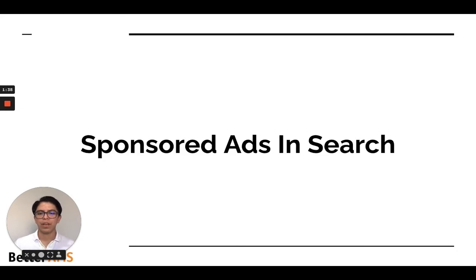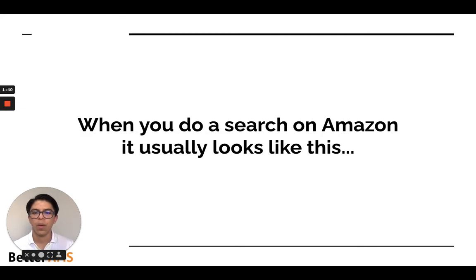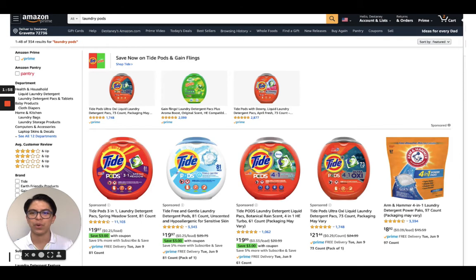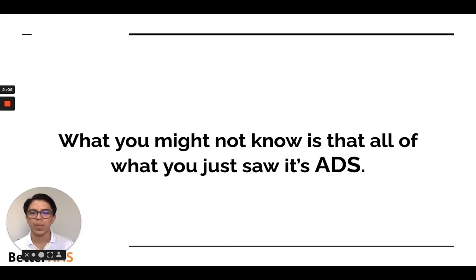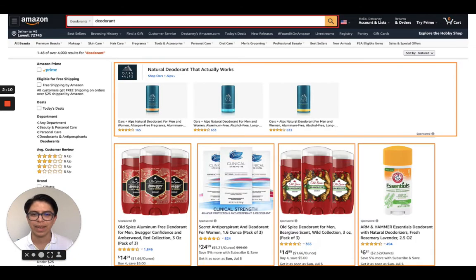Now, let's talk about sponsored ads in search. When you do a search on Amazon, it usually looks like this. Most of the time, it would look like this. Not always, because Amazon is constantly making changes. But let's say it's a normal day, it will usually look like this. So I searched for laundry pots and you saw all of this. You usually see this, right? And what you might not know is that all of what you just saw, it's ads, right? All of these are ads, okay?